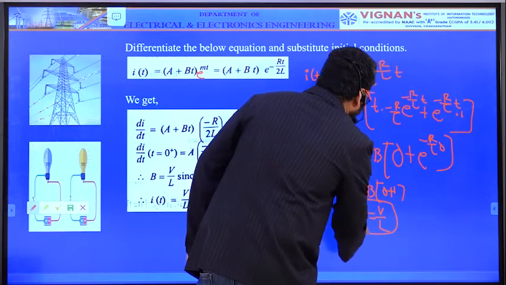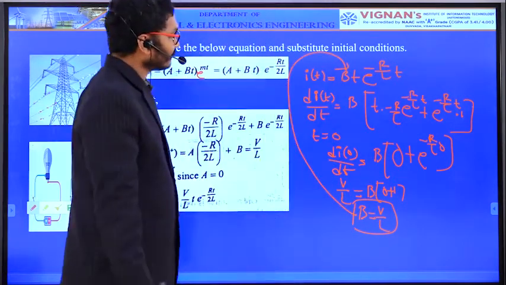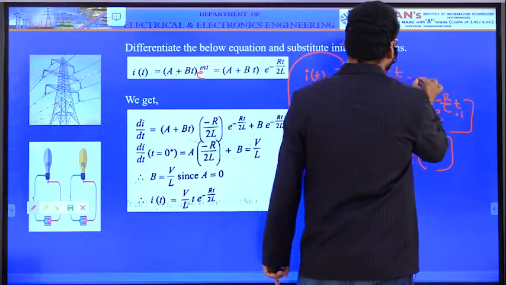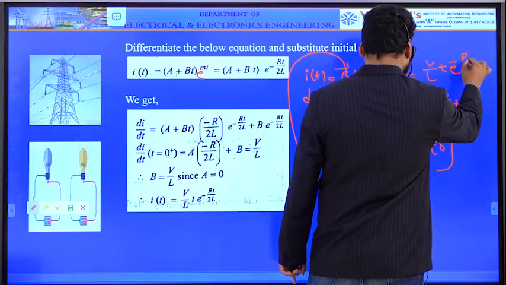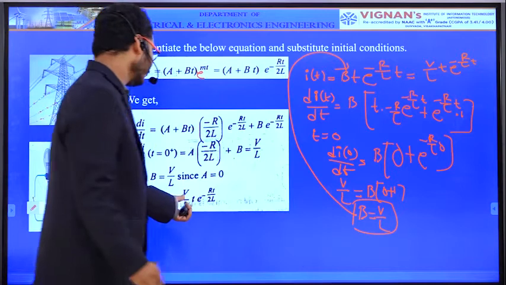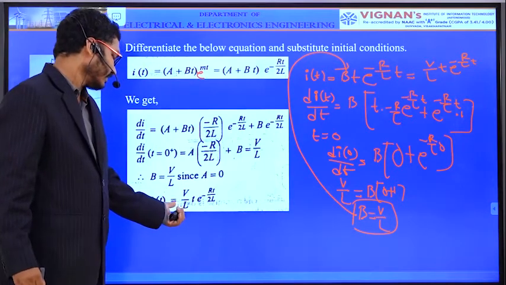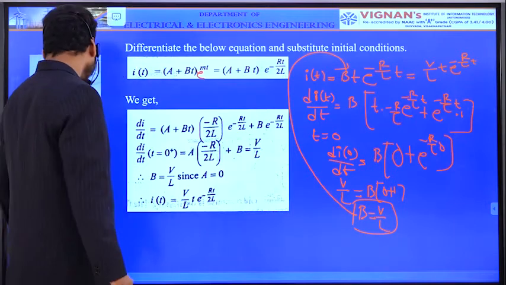Just substitute this value here. So finally you will get the response: i of t equals V by L t into e to the power of minus R by 2L t. Okay, so this is the final response.